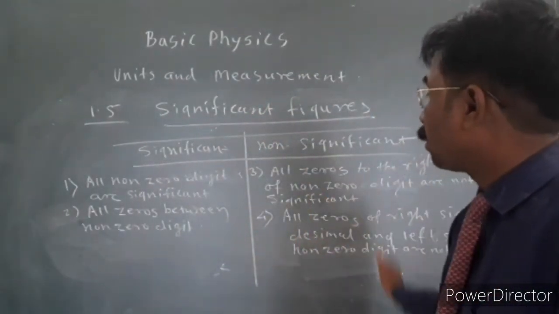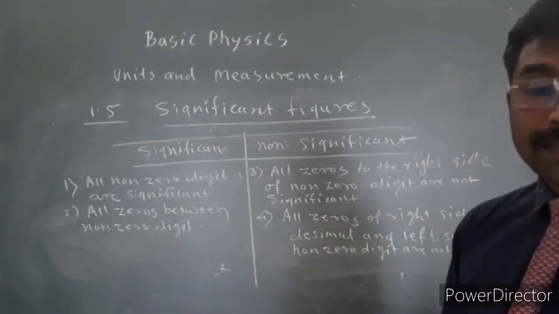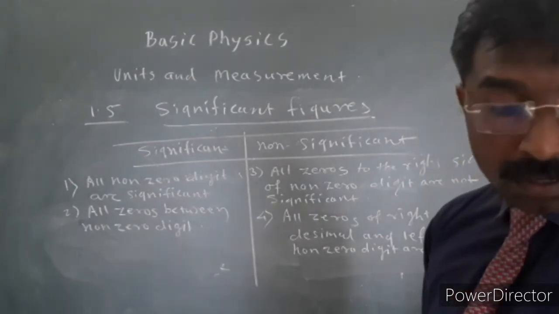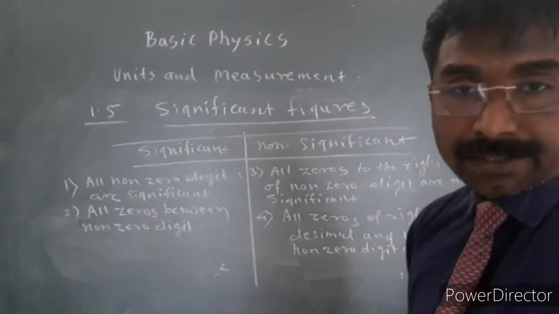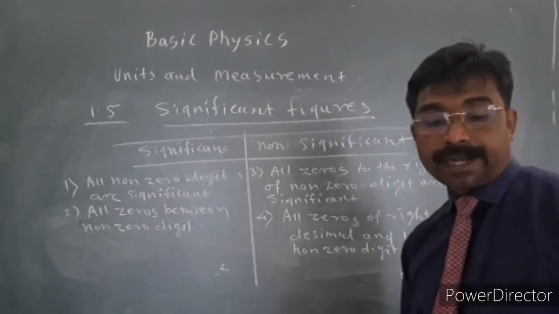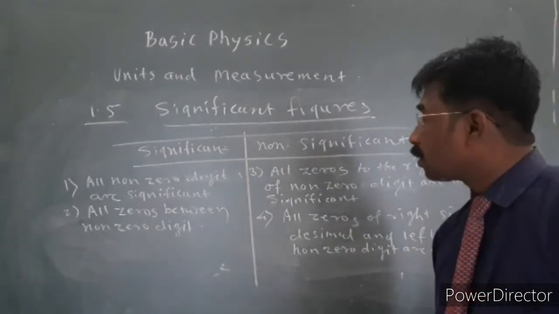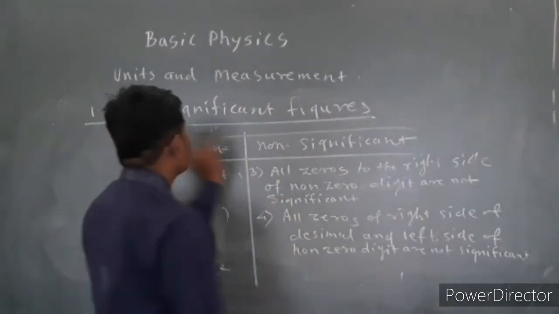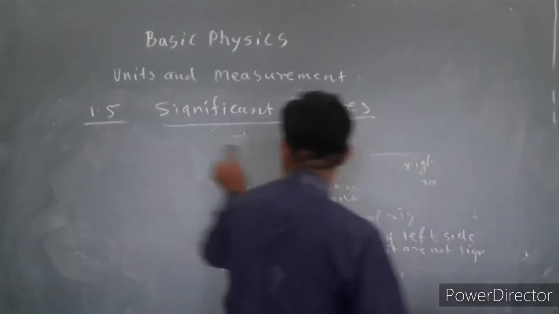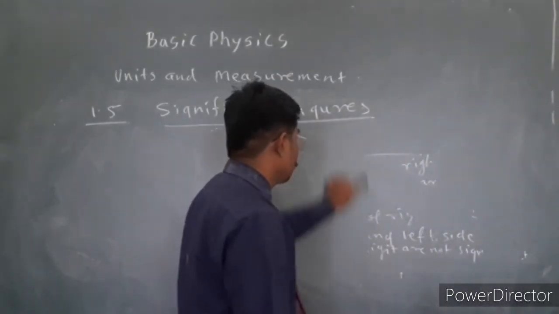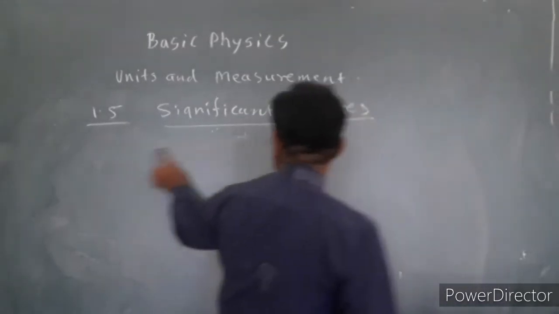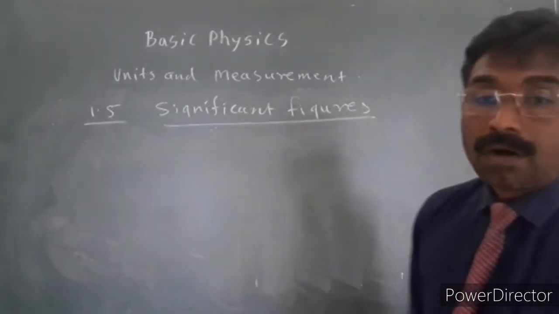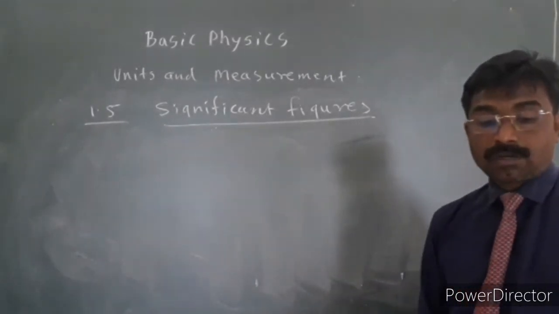Either they are significant or not significant. There are some rules which tell us about addition and subtraction, and about multiplication and division. So these rules are as follows. It was an easy way to remember how to identify significant figures or non-significant figures.